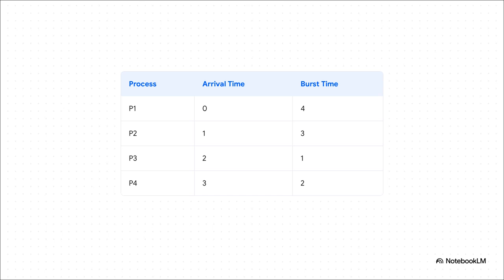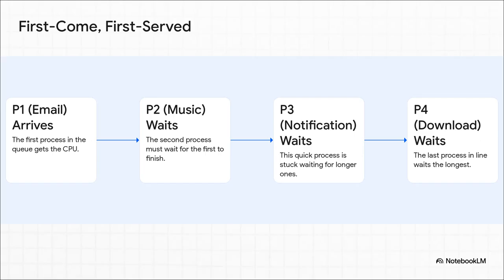Now, how should our conductor decide the order? Well, the most straightforward way is just first come, first served. It's like a line at the bank. P1 gets the CPU until it's totally done. Then P2 gets its turn. But here's the problem. Look at P3, that tiny little notification. It only needs 1 millisecond, but it's stuck waiting behind 2 much longer tasks. That's what makes a system feel slow and sluggish.